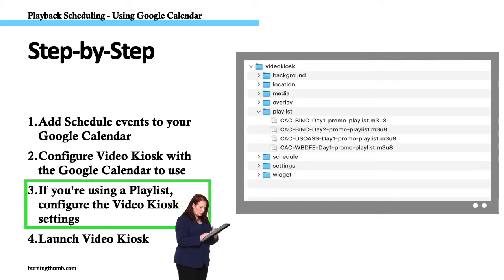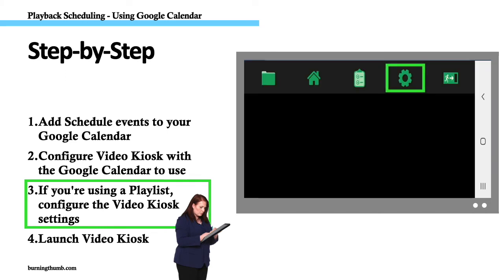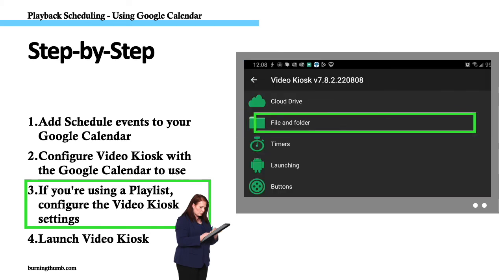Step 3. If you're using a playlist, configure the Video Kiosk settings with the playlist to use. Because Courtney shows different content at each of the seminars she gives, she uses playlists to control what is displayed. She sets up a different playlist for each day of each seminar she gives. After she's copied the media and playlist to her devices, she selects the playlist to use in the Video Kiosk settings.